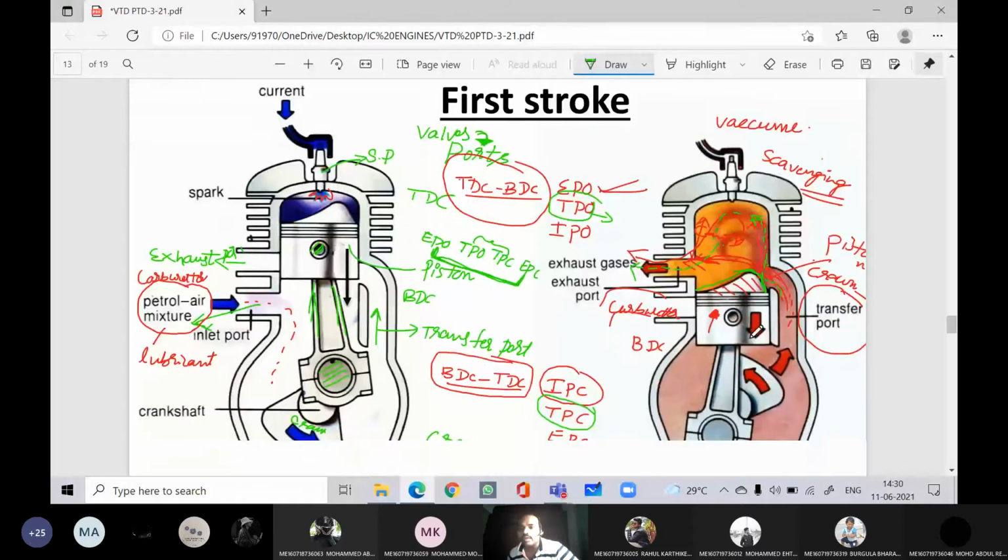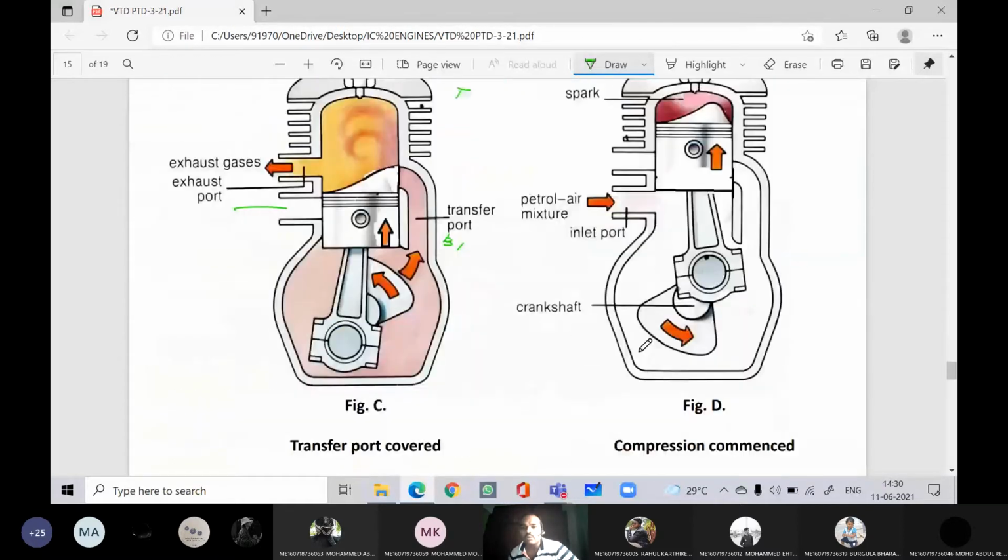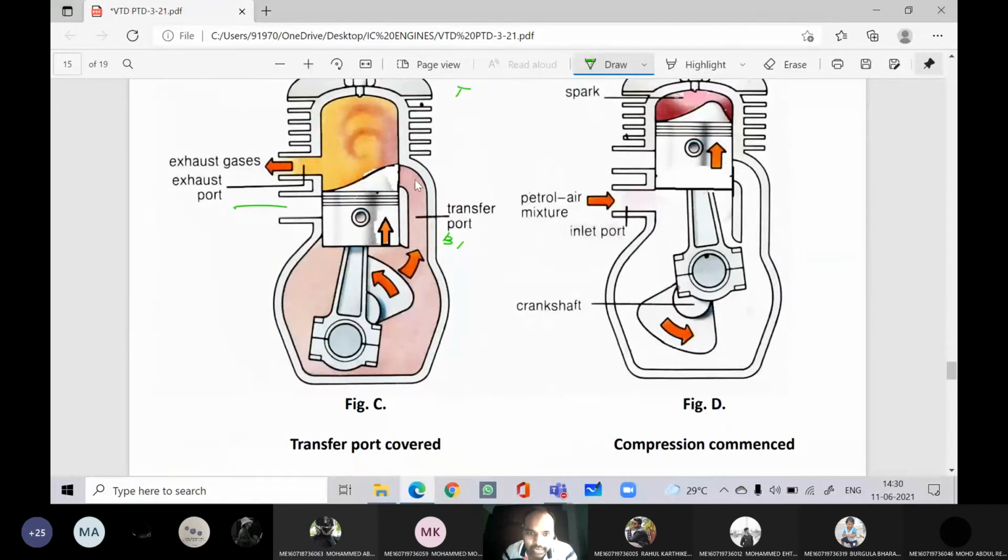Now the piston is moving in the upward direction. When the piston moves upward, it closes the transfer port, which means suction is completed and the charge entering the engine cylinder is stopped. Now the further movement of the piston closes the exhaust port, which means the exhaust is completed. Now, with the further movement of the piston, this is the compression stroke.